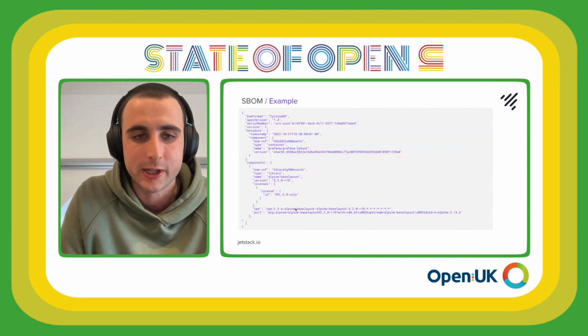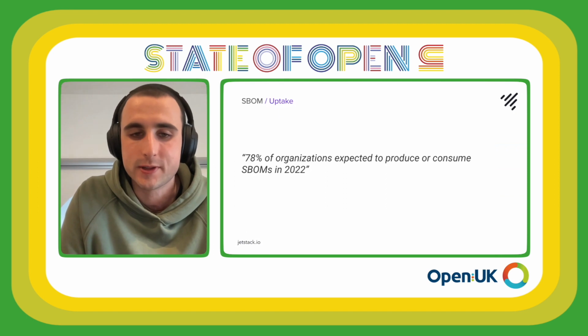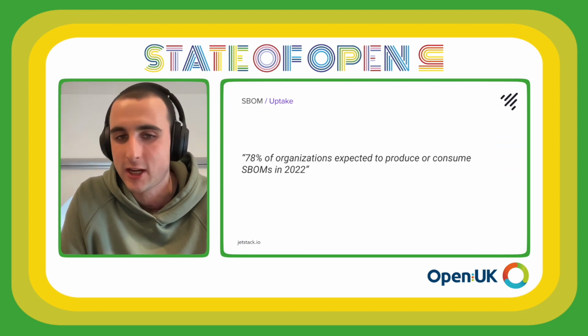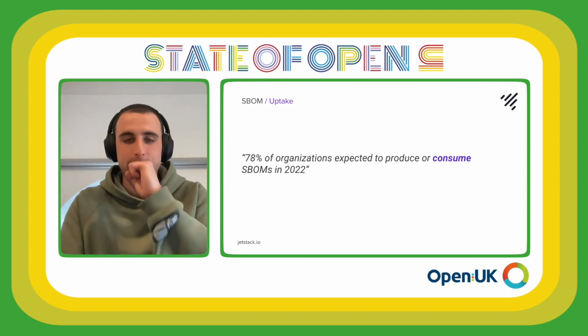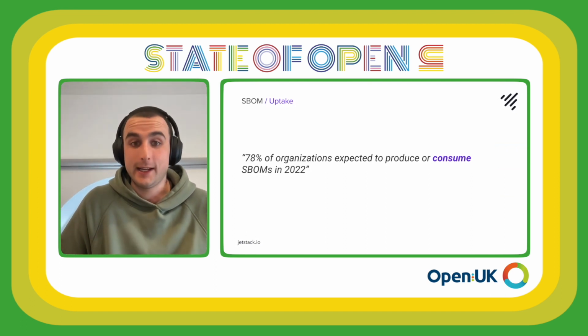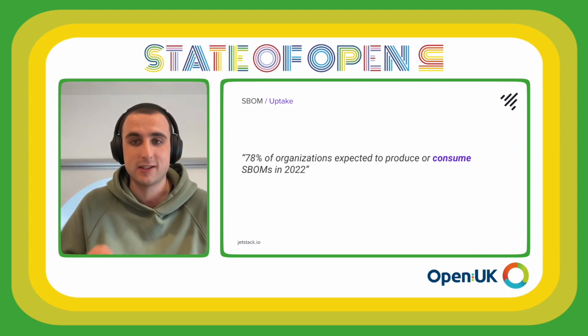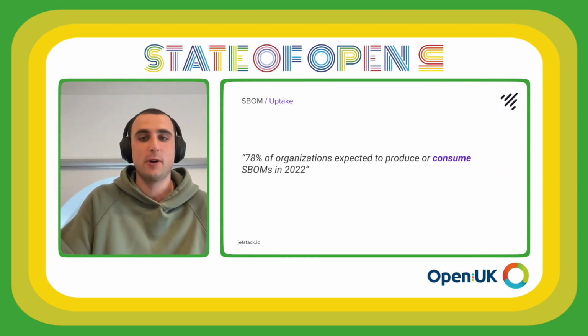You can also see that I've got the license identifier for this component, which is a library called Alpine Base Layout. It's got the version, and it's also got some pretty awesome unique identifiers I can use for searching vulnerability databases. So who's doing this? Well, apparently, in 2022 at least, 78% of organizations expected to produce or consume SBOMs in 2022.